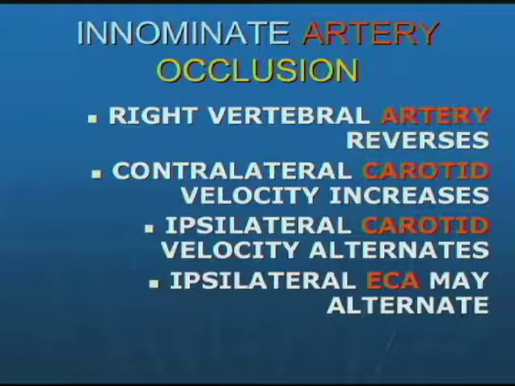So to keep track of all these findings, innominate artery occlusion is associated with reversal of the right vertebral artery, a contralateral velocity increase in the carotid, to take on the flow that can't get up through the occluded innominate, and an ipsilateral velocity that alternates, as we showed, and an ipsilateral ECA that may alternate to try to increase the flow to the internal carotid artery. So it's a very specific group of findings, innominate artery occlusion.